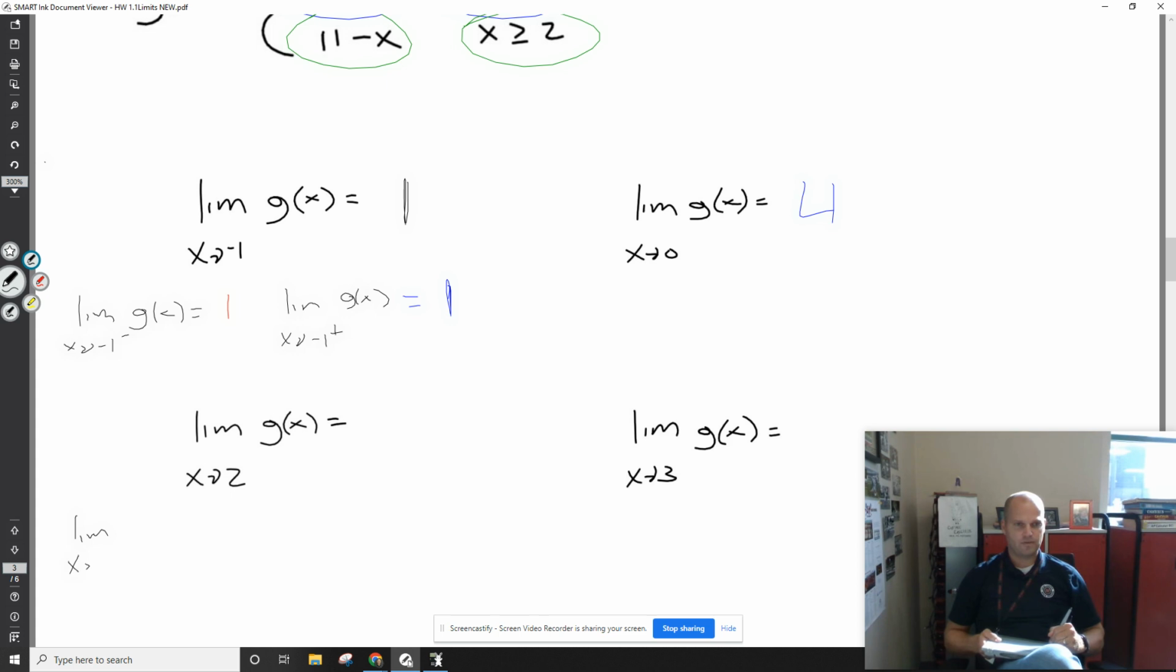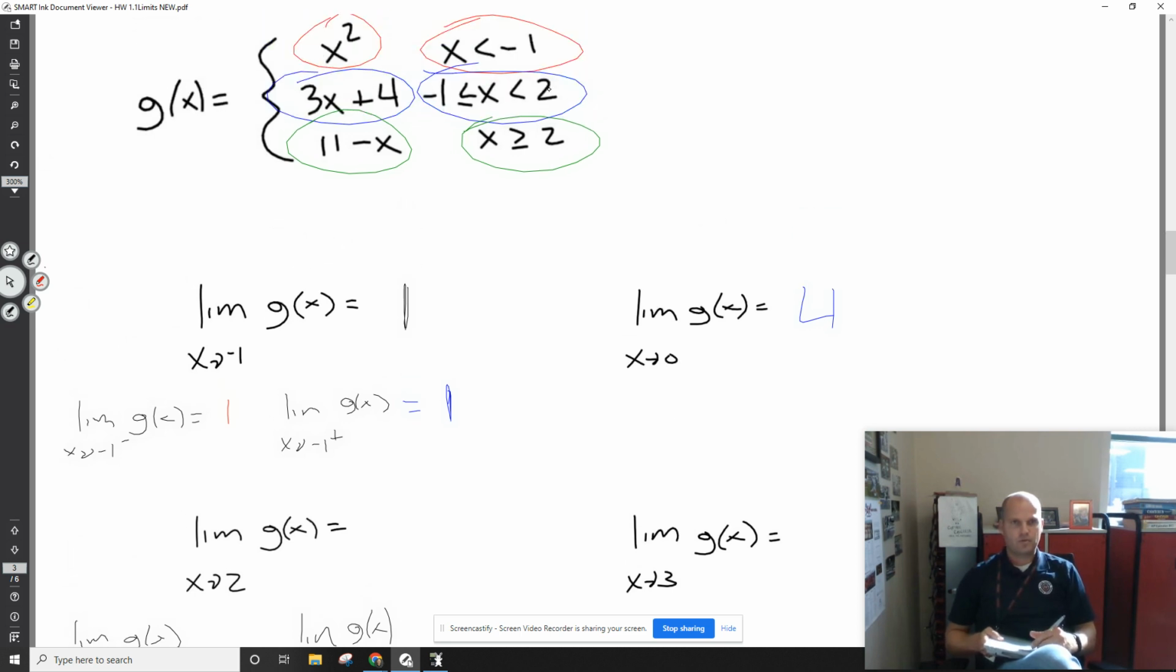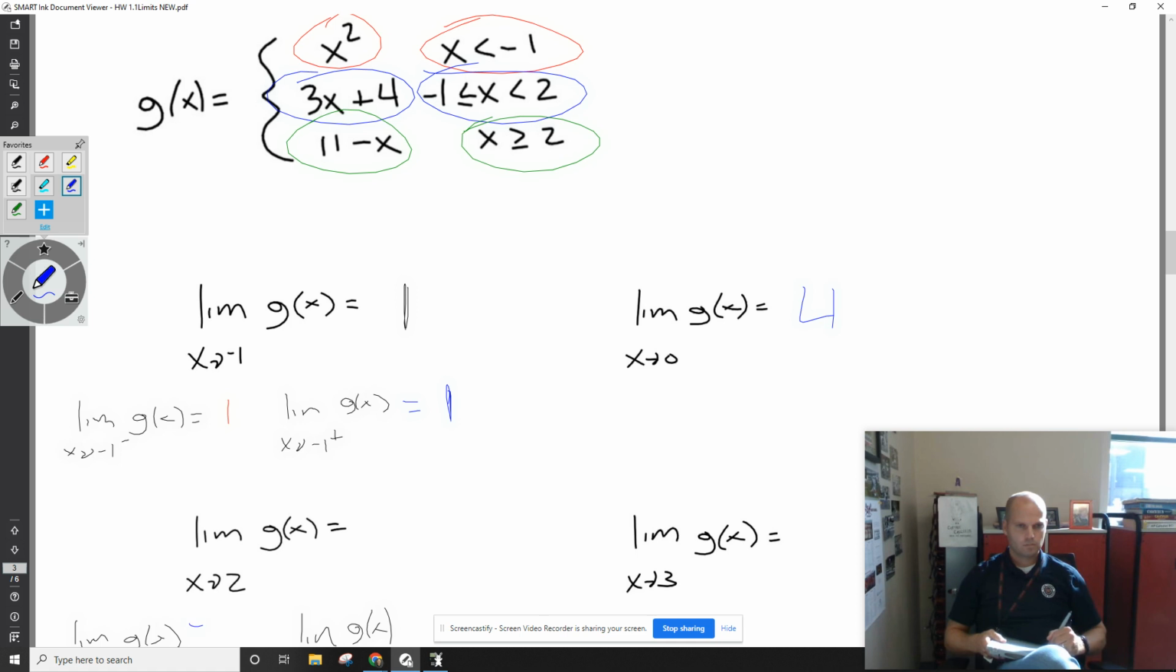You've got to look to the left of 2. You've got to look to the right of 2. It's not like the limit as x approaches 0, which is easy. All right. To the left of 2, 3 times 2 plus 4 would be used, plugging in 1.999, but it's the same as plugging in 2. 6 plus 4 is 10. To the right of 2, 11 minus x would be used because these are x's bigger than 2.